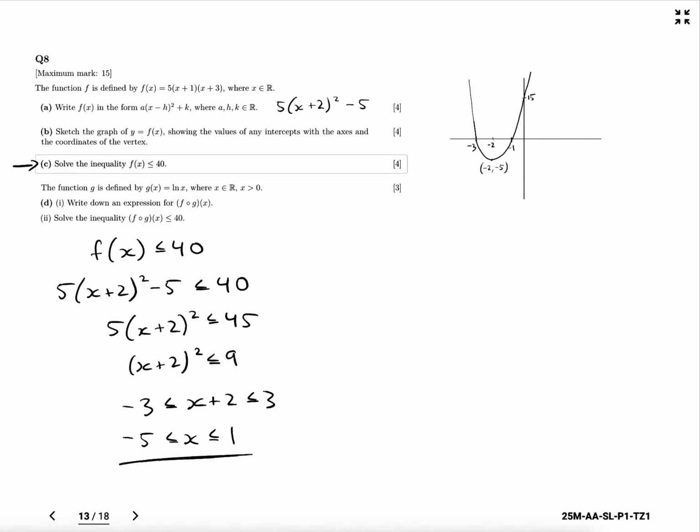And we should probably look back at the graph to check that that makes sense. So we needed the function to be less than or equal to 40, which makes sense that it's going to be between these values here. So at negative 5, it's going to equal 40, and at positive 1, it's going to equal 40.